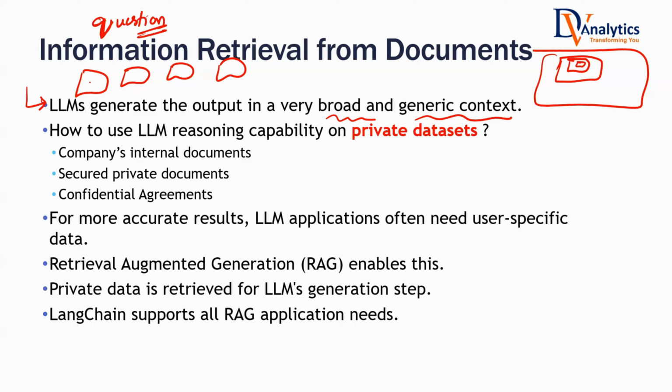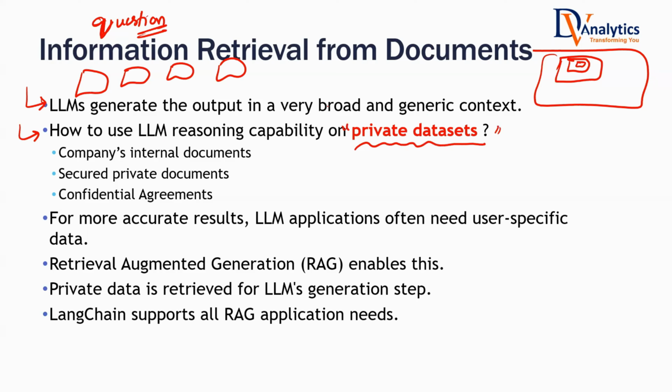When you ask any question, the large language model will try to give you a very, very generic answer, because it is generating the output based on the model that it has received, and the model has been trained on the whole internet of data. So how do you use the reasoning capacity of the large language model on your private documents? This is a very big question that a lot of companies are asking right now.